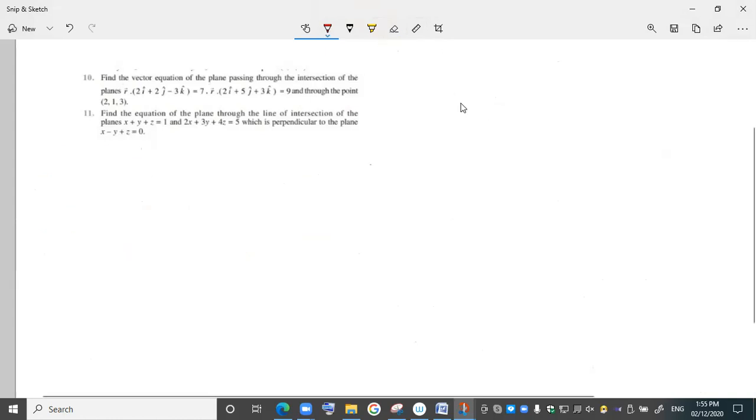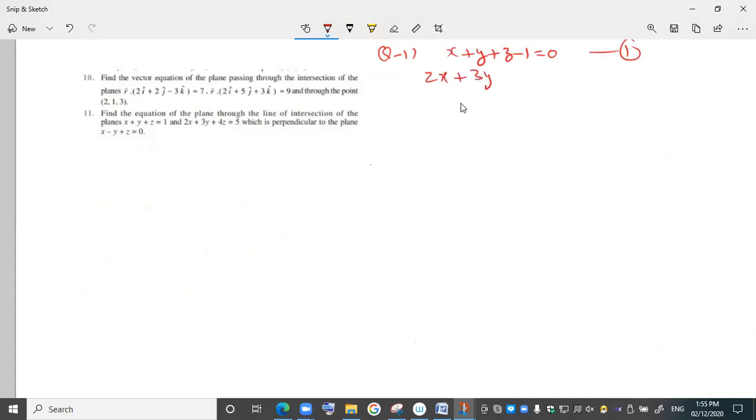Find the equation of the plane through the intersection and perpendicular to the plane. The intersection of the planes: the first plane is x plus y plus z minus 1 equals 0, plane number 1. Plane number 2 is 2x plus 3y plus 4z minus 5 equals 0, the second plane. And this plane is perpendicular to the third plane. The third plane is x minus y plus z equals 0.